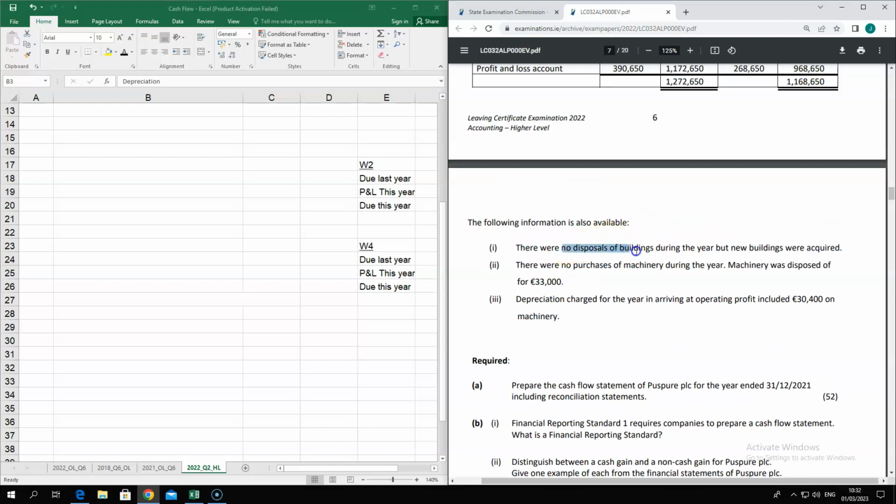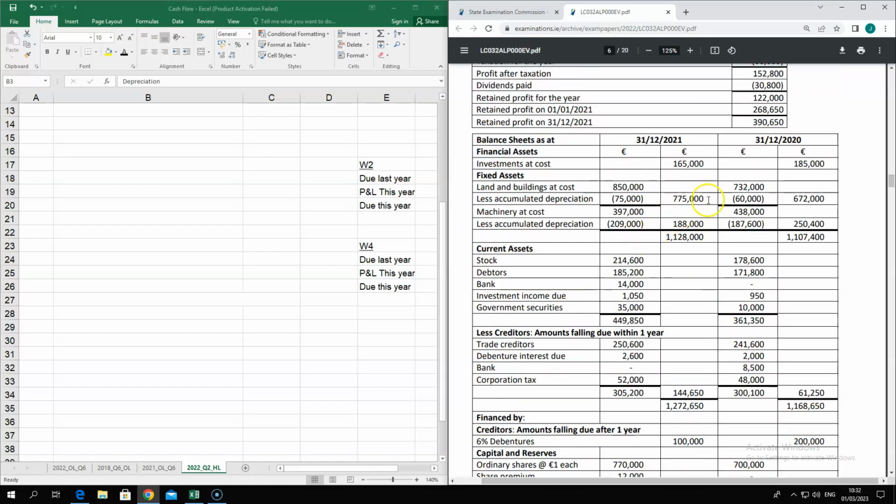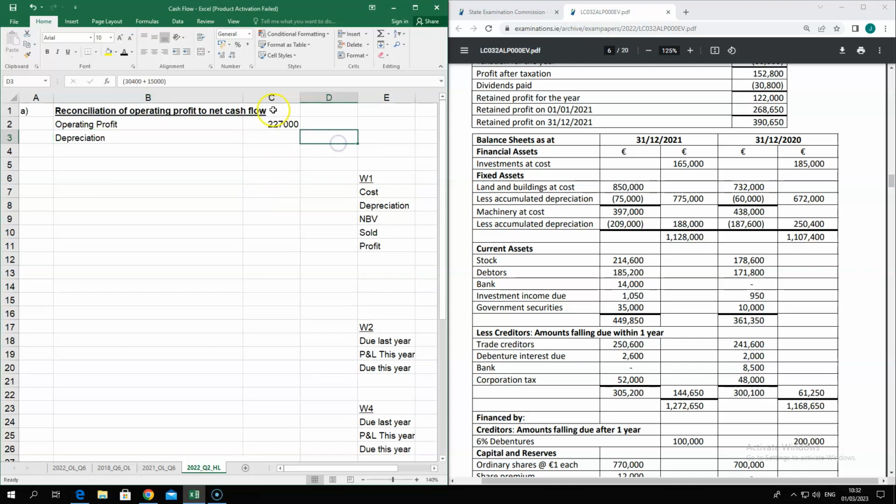So it said there was no disposals of buildings, so you just have to get the difference between last year and this year. So 60 and 75, so it's gone up by 15, and it already told you the machinery was 30,400. So when you add the two of them, 30,400 and 15, your depreciation this year is 45,400. Now that's a loss, but there's nothing got to do with your cash. So to go from your profit back to cash, you have to add it on.